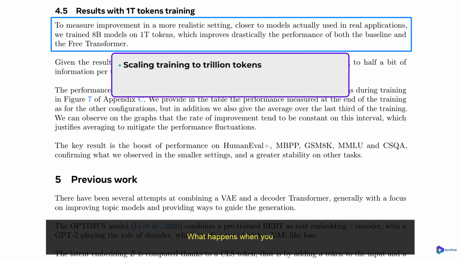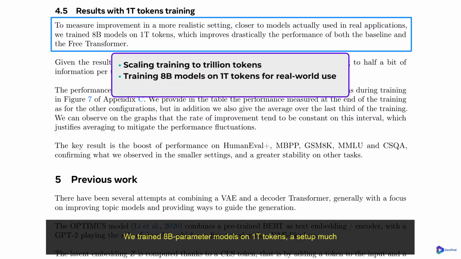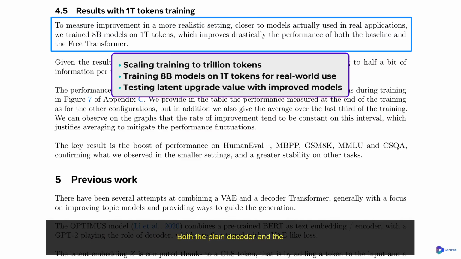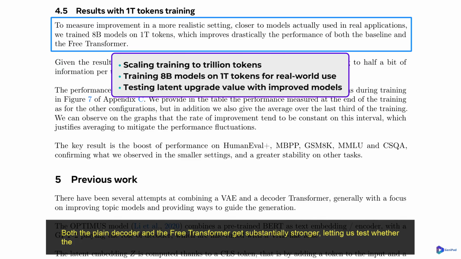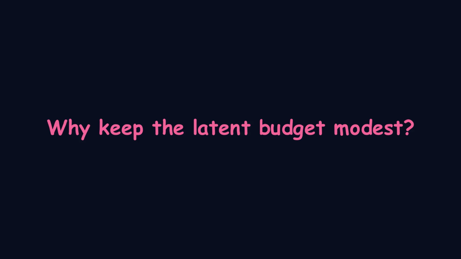What happens when you scale training to 1 trillion tokens? We trained 8 B-parameter models on 1 T tokens, a setup much closer to real-world deployments. Both the plain decoder and the free transformer get substantially stronger, letting us test whether the latent upgrade still adds value when everything else improves.